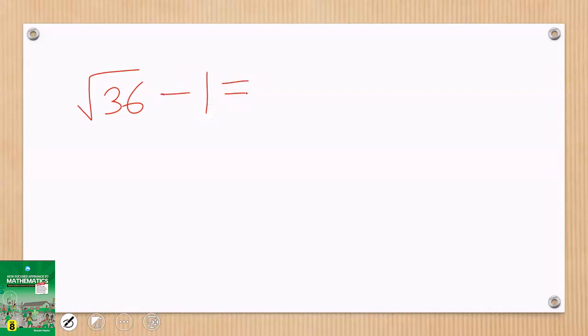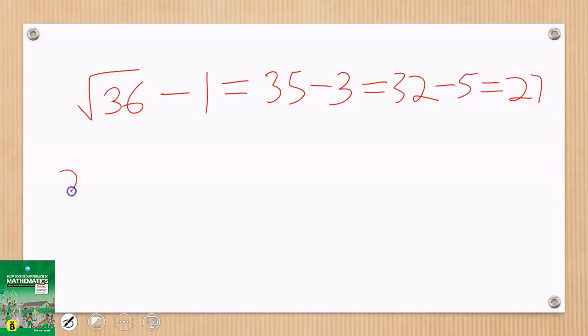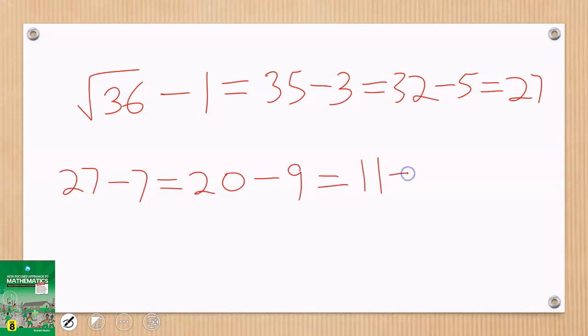If I subtract 1 from 36, I'm going to get 35. The next odd number will be 3. So subtract 3 from this number, I'm going to get 32. The next odd number will be 5. Subtract 5 from this number, I'll be having 27. The next odd number is 7. Subtract 7 from this, I have 20. The next odd number is 9. Take 9 from here, I have 11. The next odd number after 9 will be 11, and so that will give me 0.